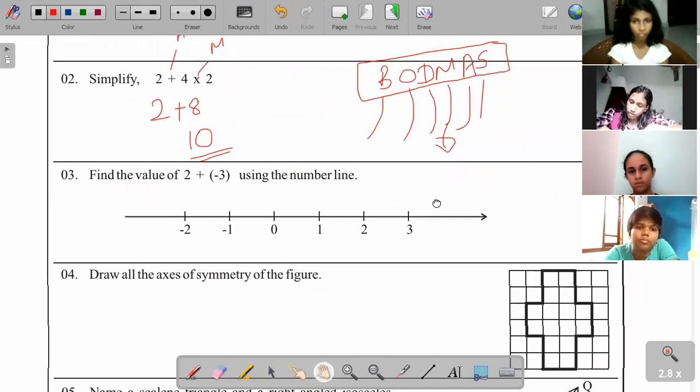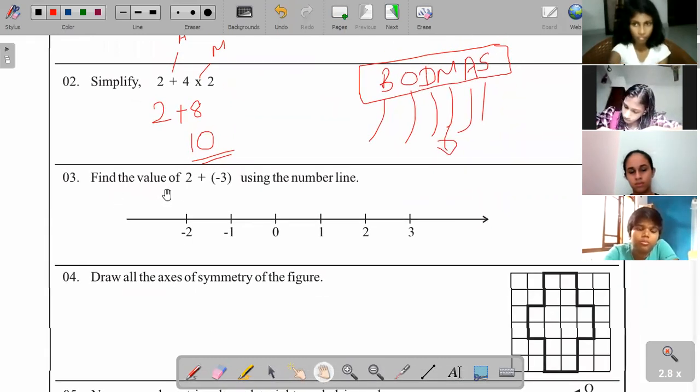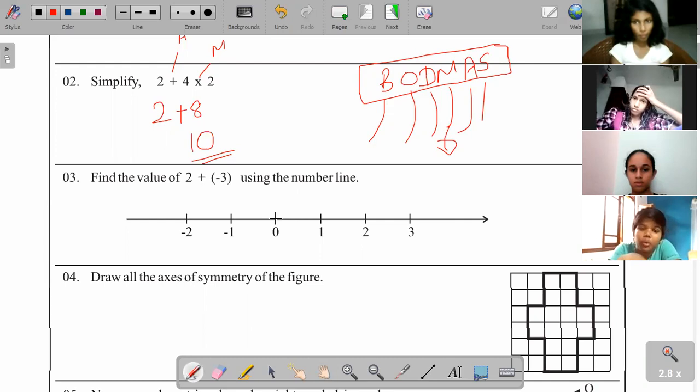Look at the third one. Find the value of 2 plus -3 using the number line. Right? Negative positive numbers addition. We have to do the number line. What is the first number? 2. Does 2 mean positive or negative? Positive 2, no? Right? So how can you start? You have to start from 0. 0 to positive 2. Positive means this direction. So you have to go 0 to positive 2 like that.